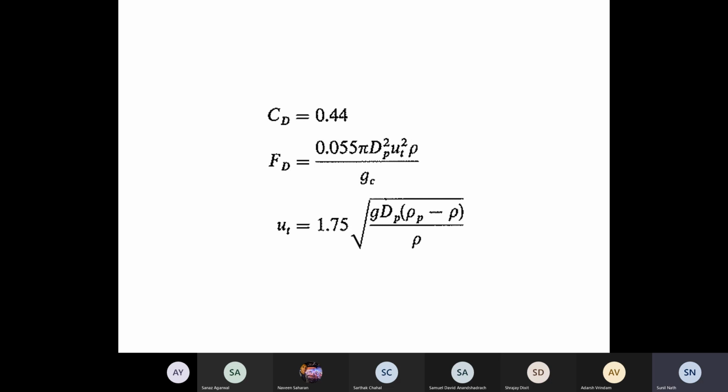See, you have solved for these two regions, Stokes region and Newtonian region, and you have got these exact equations. What should we do for the intermediate region? A more interesting question.